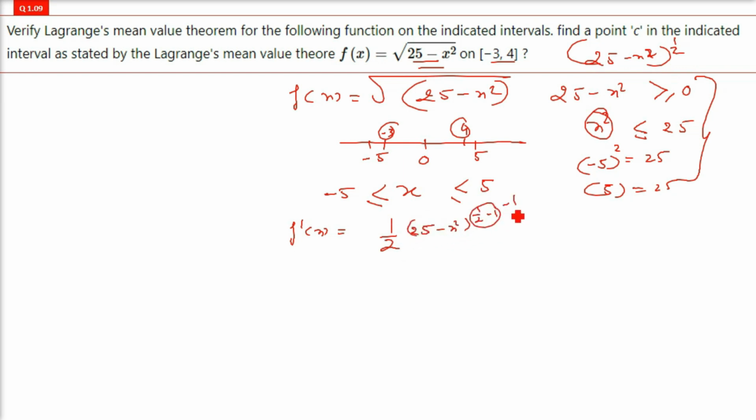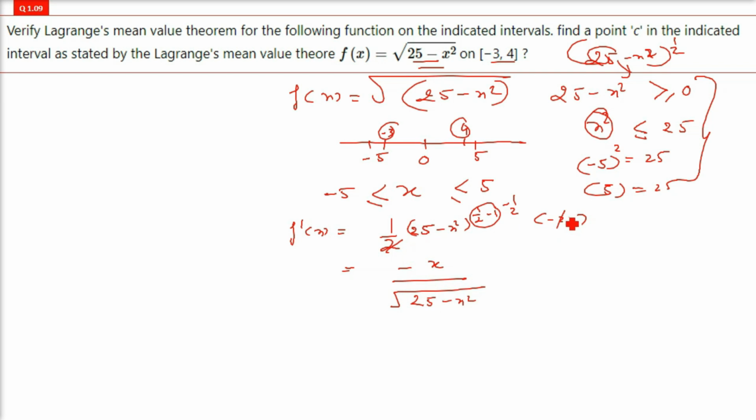Half minus 1 is negative half, and this goes in the denominator. See? So the differentiation of 25 minus x square will be minus 2x. So this 2 gets cancelled. You get minus x divided by, and since it is negative half, it goes in the denominator, you will get under root 25 minus x square. This is your f dash x.